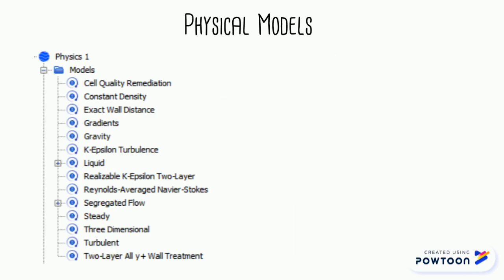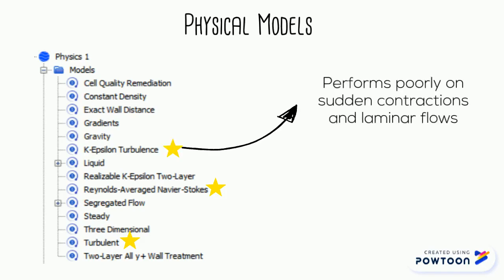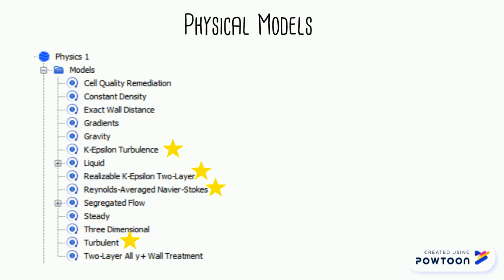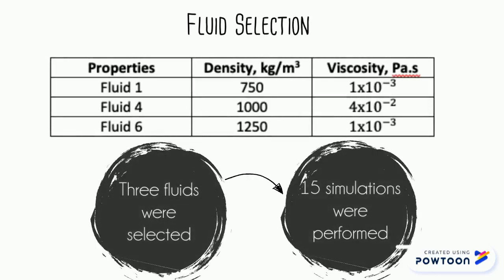Also, the fluid was assumed to be turbulent. For the solution, a Reynolds-averaged Navier-Stokes model was chosen, and a K-epsilon model, but it performs poorly on certain contractions or laminar flow, so a realizable K-epsilon 2-layer and all y-plus was selected. Finally, 3 fluids were selected and 15 simulations were performed.